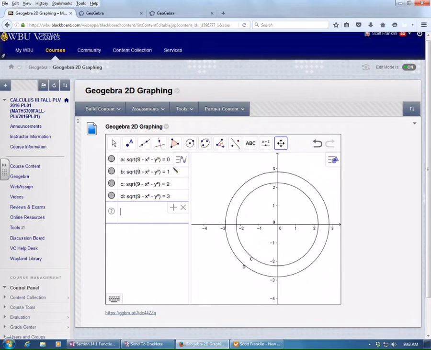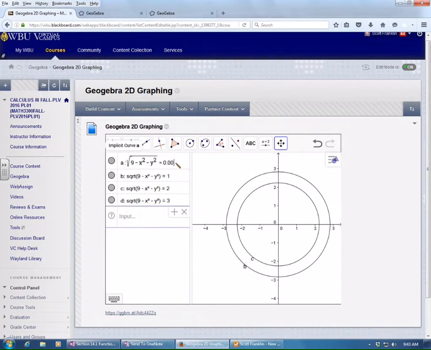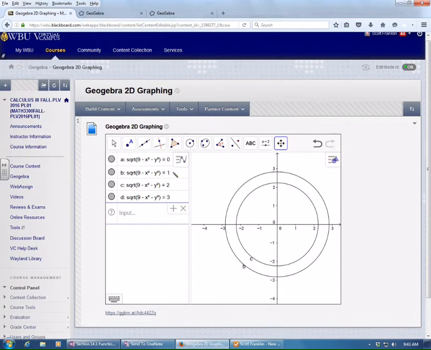All right, so what I should be getting with the 0 one is a circle of radius 3, but I don't know why I'm not getting that. I'll have to do some checking to see what's going on with GeoGebra. But we got 2 of them on there.